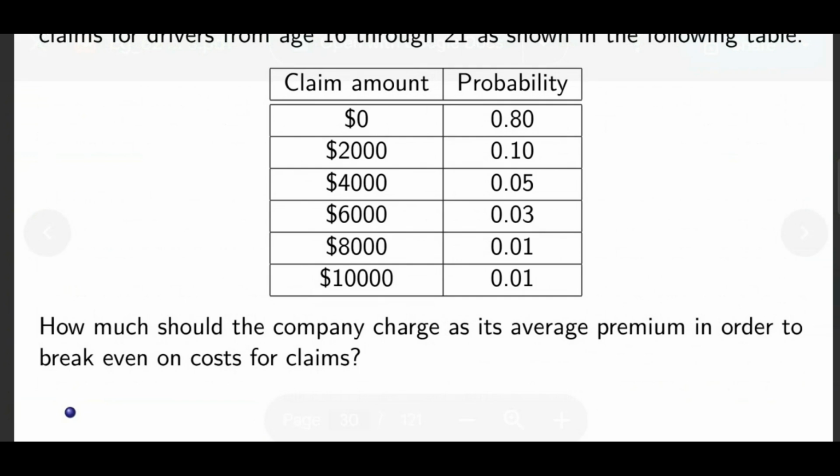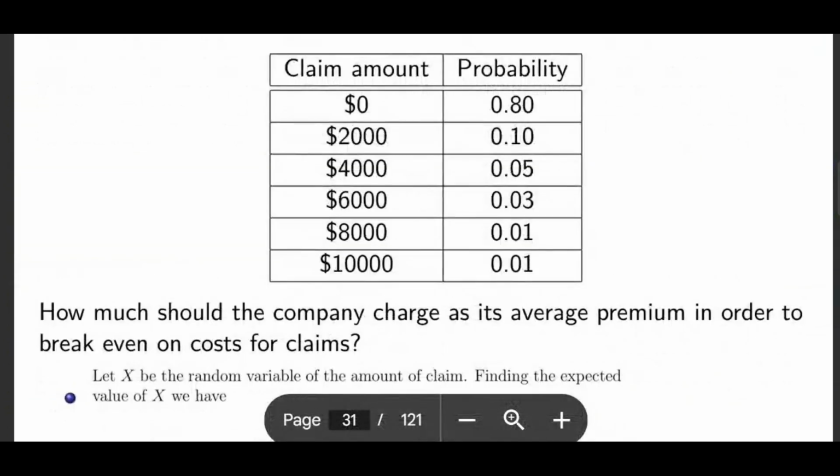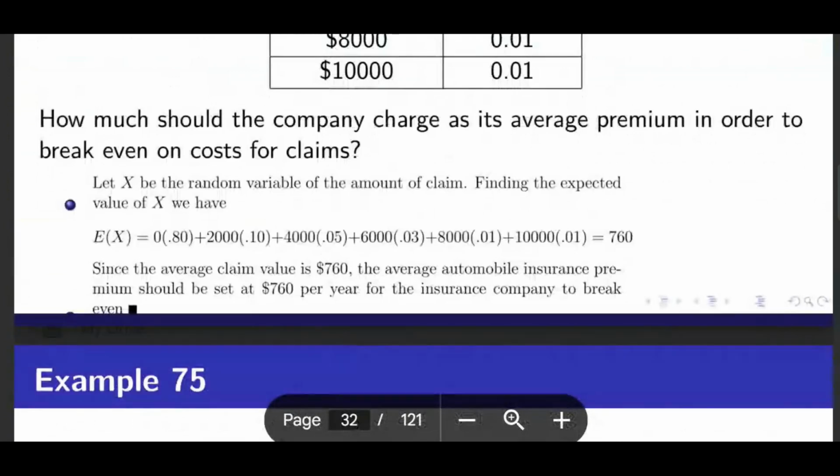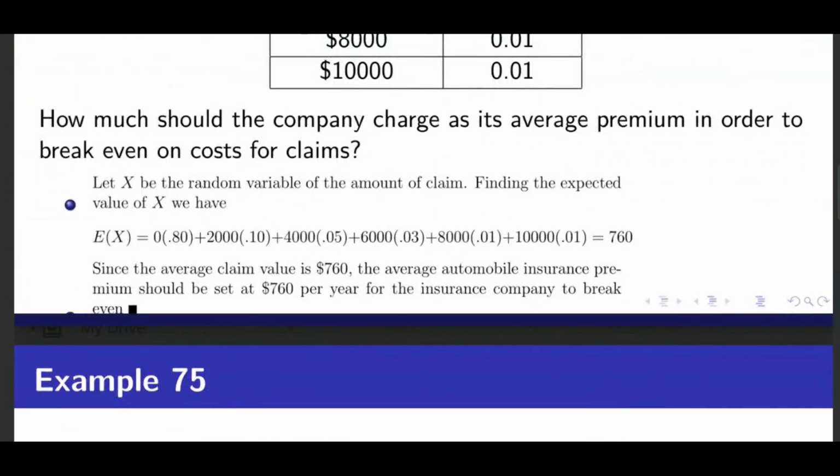So how much should the company charge as its premiums so that it can break even on cost? This is one of the most basic actuarial calculations you can think of. So X is the random amount of claim people could make. And I hope you agree, the expected claim amount is this. You scale each claim amount by the probability of it happening. And of course, arithmetic tells you this is 760. Which means, on average, you should charge a premium of 760 if your intention is to break even.